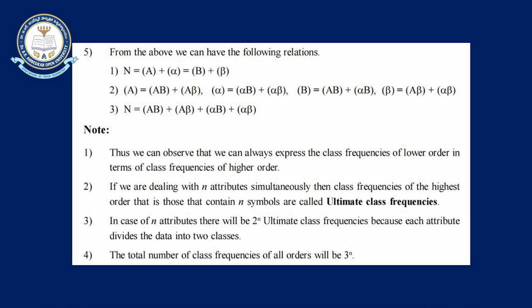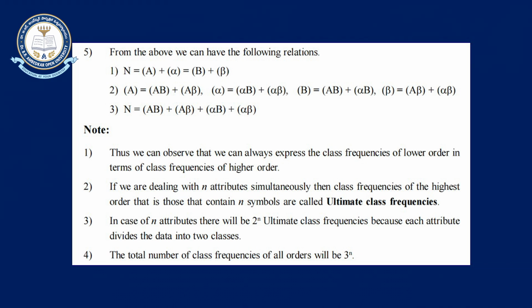These are called the ordered classes and classification frequencies, ultimate class frequencies, and the fundamental set of frequencies. The class depends on the number of attributes, according to the following rules. Here we observe that we can always express the class frequencies of lower order in terms of the class frequencies of higher order. That is one of the observations.